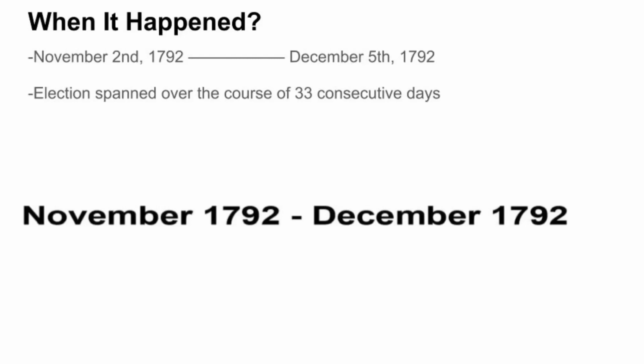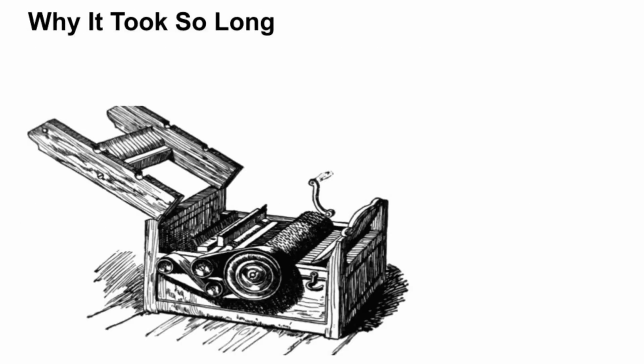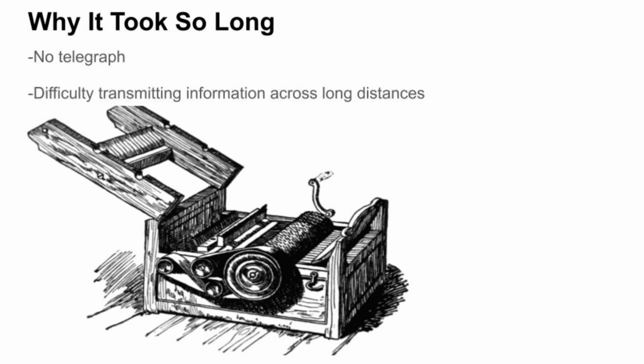So the second presidential election in American history took place from November 2nd, 1792 to December 5th, 1792, making the election itself span over the course of 33 consecutive days. Similar to the first presidential election in American history, the telegraph was still not invented yet, which made it very difficult to transmit information across the country effectively.